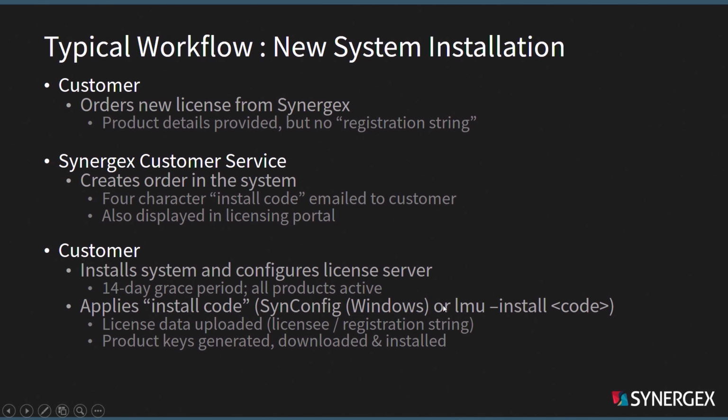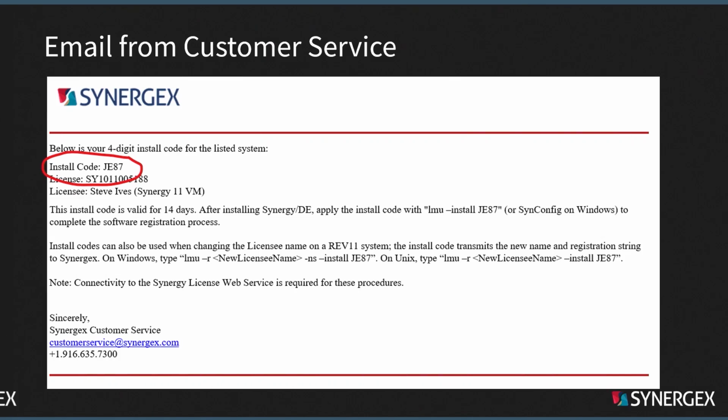So you install the system, configure your license server just like you always did. That now you're in a 14-day grace period. And all you need to do is apply that 4-digit install code, which you can do either in SynConfig or with an LMU command, LMU -install and the 4 digits. And your license server will go out to the cloud, pass up the 4-digit code, download the keys, install them, and you're good to go. So the install process is significantly easier than it used to be.